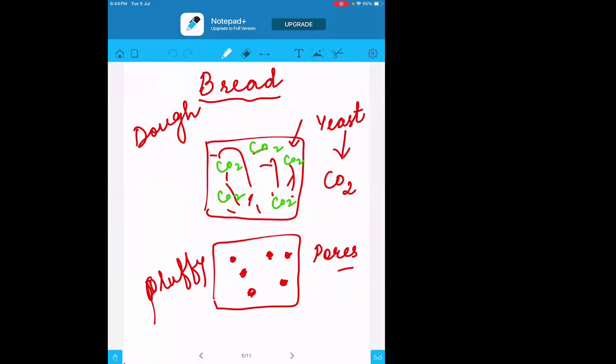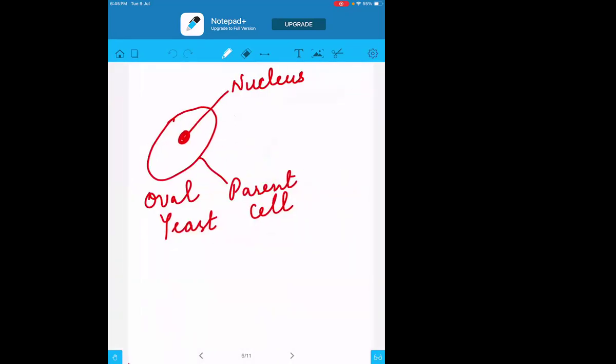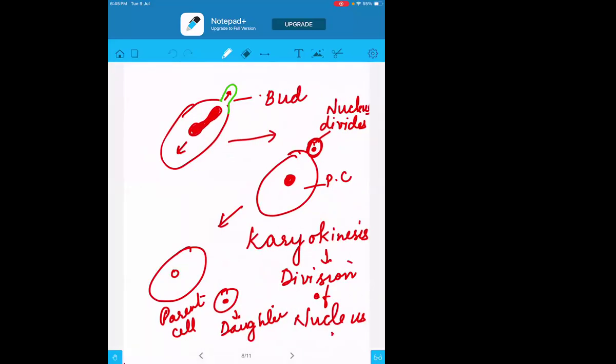No need to make this diagram. Don't draw this diagram. This is also not needed. Start from here now.